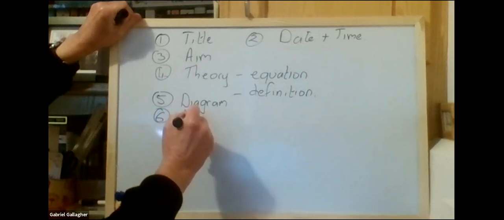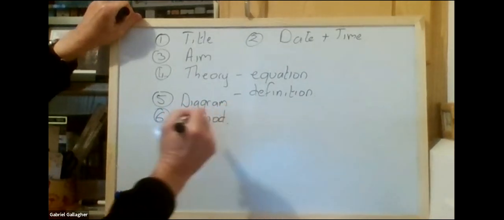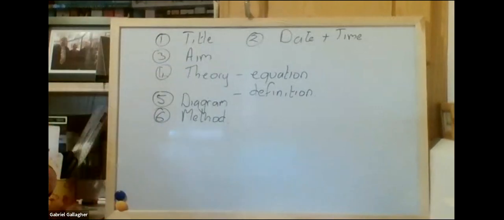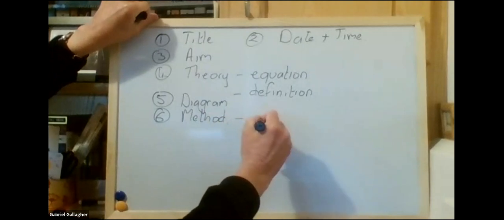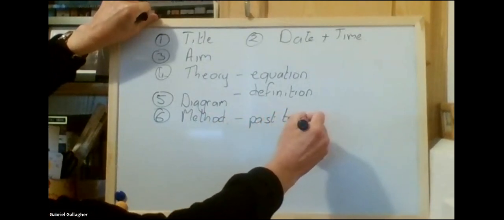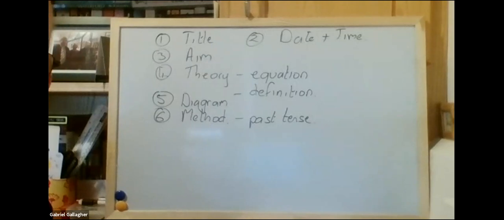So we finally get onto something where you might have to write a bit of English. The method. This is what you did. And I said the word did, so it's past tense. Did. So you need to say, I weighed the block. I measured the length of the pole. I got the mass of the block of aluminium, whatever. It's past tense. So you just write down what you did.